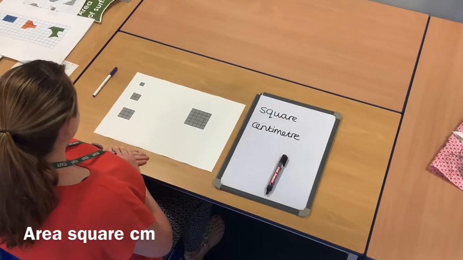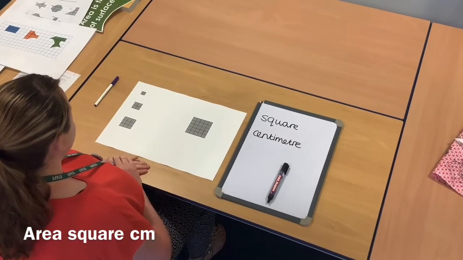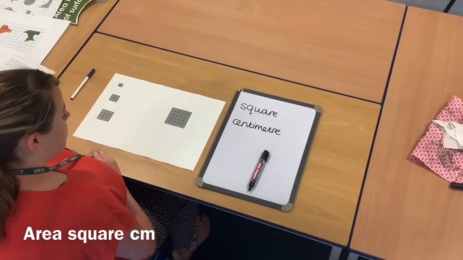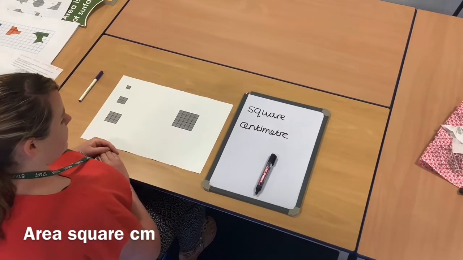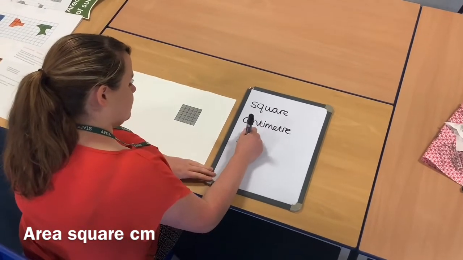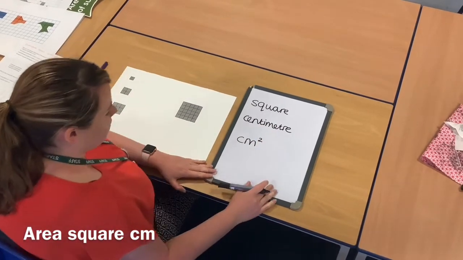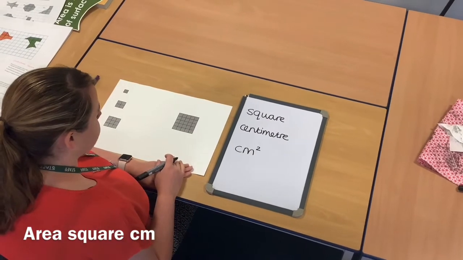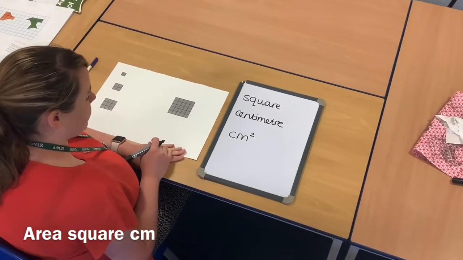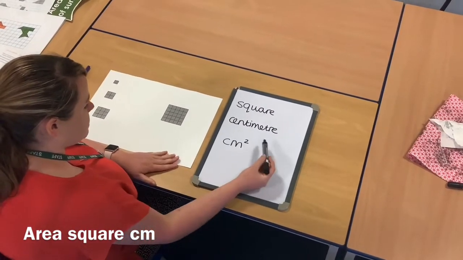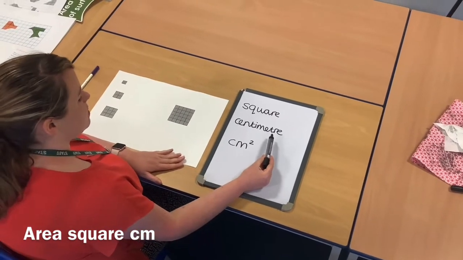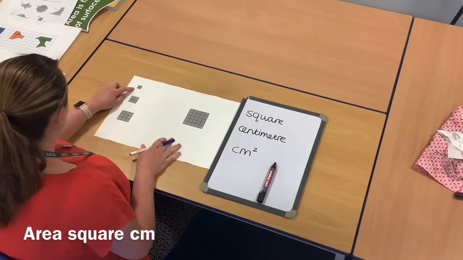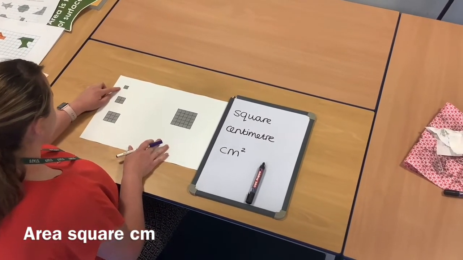Today we're going to be learning to find the area of shapes in square centimetres and metres. The term square centimetre, which can also be written like this, is a unit of measurement. Yesterday and the day before, we were counting the square tiles to work out the area. But today we're going to be using the unit of measurement, square centimetres. If we have a look at the shape that I've got here, this is a 1 centimetre square.